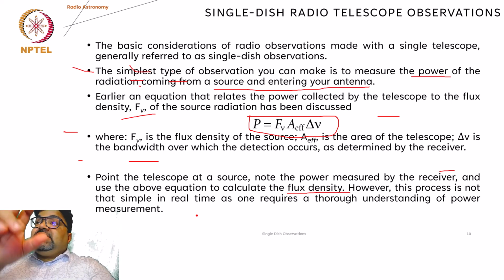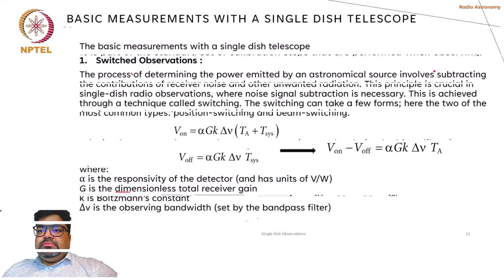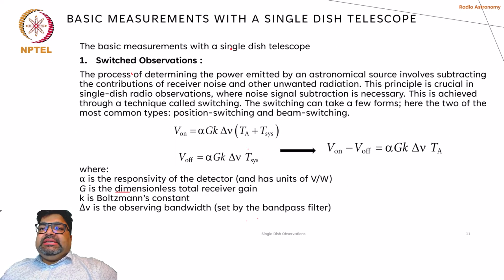Now, tracking the source is all done by the azimuth and elevation encoders, which we discussed earlier for a single dish telescope, and the same for the interferometers. So let's discuss the basic measurement strategies. The first one, which comes automatically, is the strategy of switched observations.